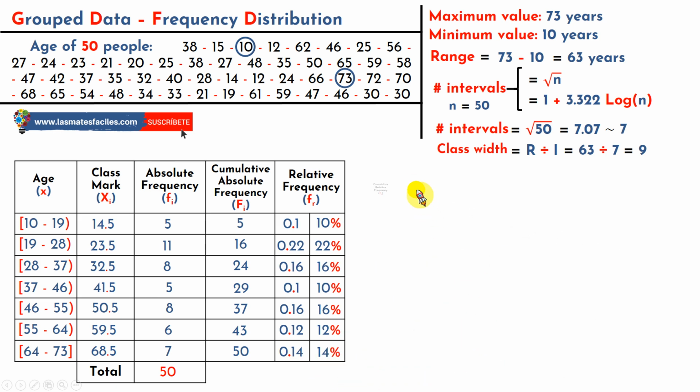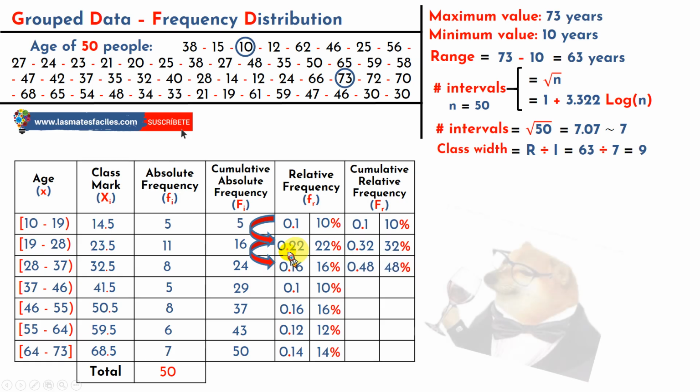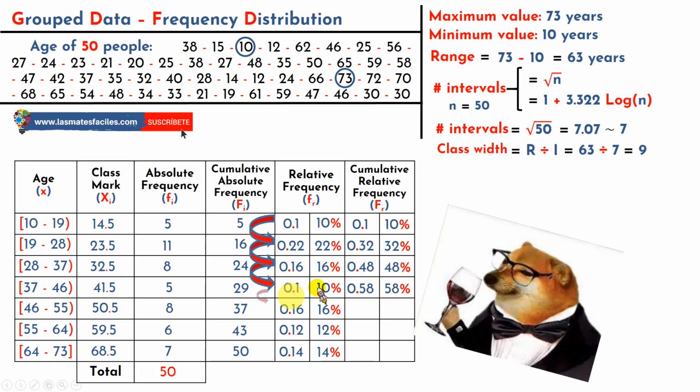Let's go to the next column, cumulative relative frequency. It's very easy, it's just adding. We start with the first relative frequency and I keep adding the next one. With this we can say that we have finished building our frequency distribution table.